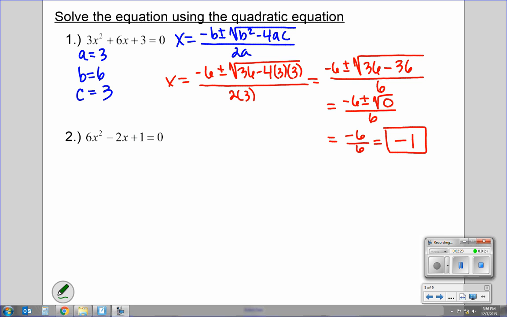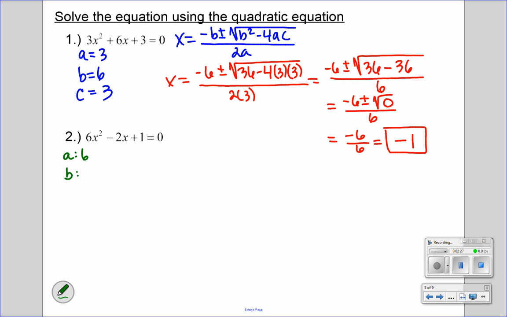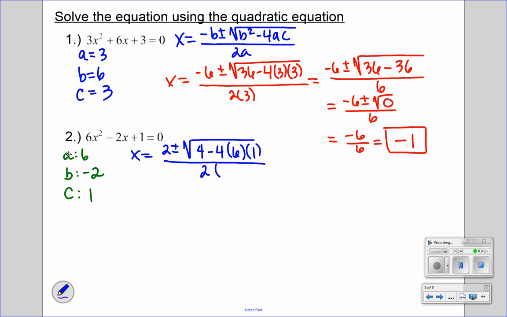Let's do this again. A is 6, b is negative 2, and c is 1. So let's plug this in. X is equal to 2 plus or minus the square root of 4 minus 4ac all over 2a, which is 6. All right, so now we have 2 plus or minus the square root of 4 minus 24 all over 12. So we now have 2 plus or minus the square root of negative 20 all over 12.